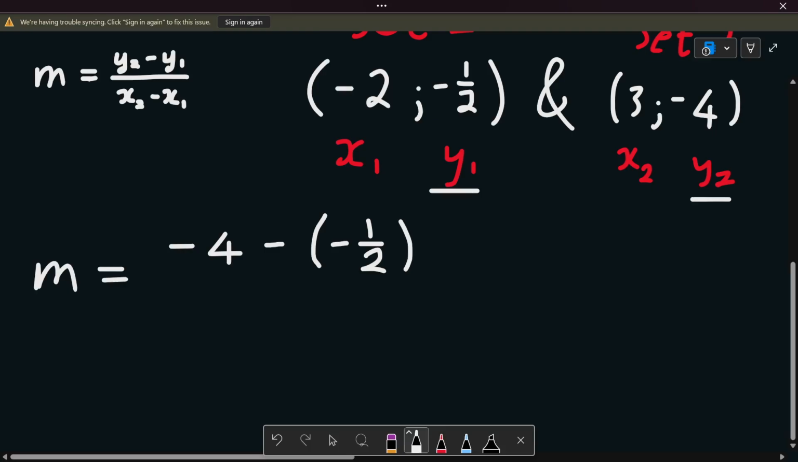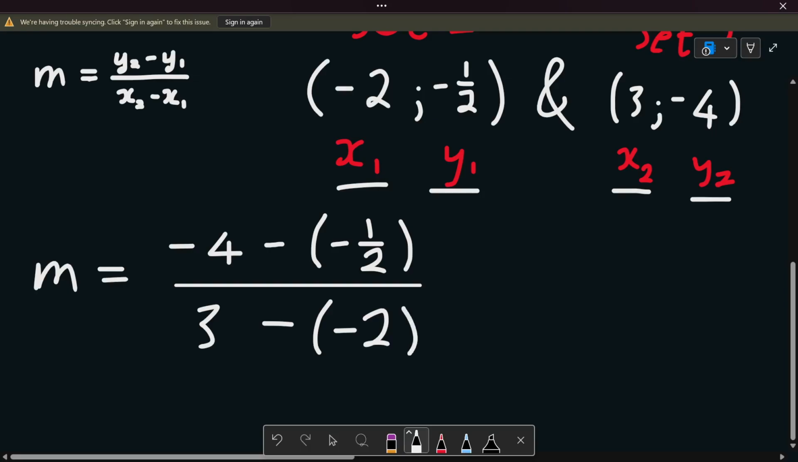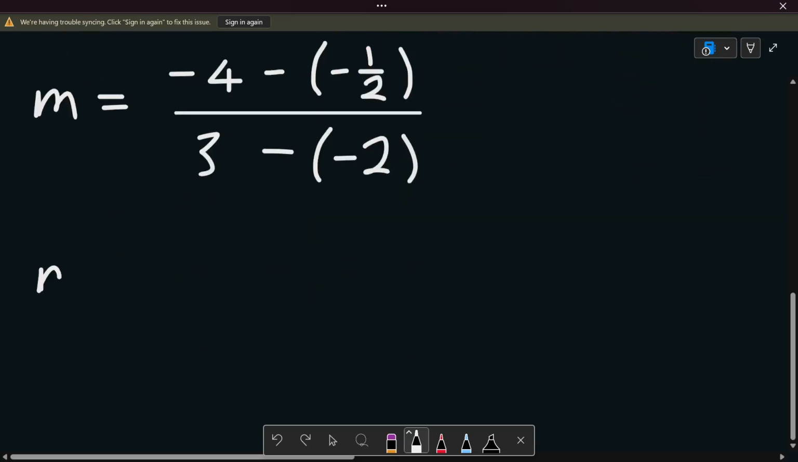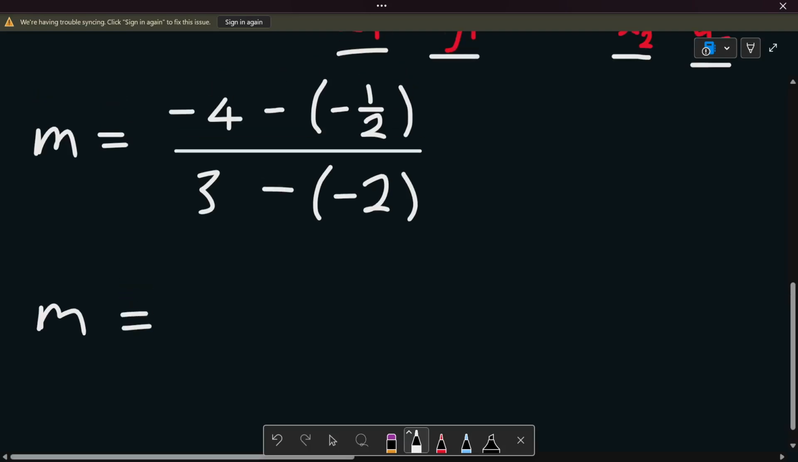within the bracket, because I'm going to show you exactly why we do that in this case, because it's important to put that bracket there. I'm going to tell you why. And then we have x2, which is equal to 3, and then minus x1, which is just equal to -2, which we put in a bracket because it's a negative number. And therefore, we can simplify it further. Let me just do it here. We can simplify it further, where m is just going to be equal to -4 minus -1/2.